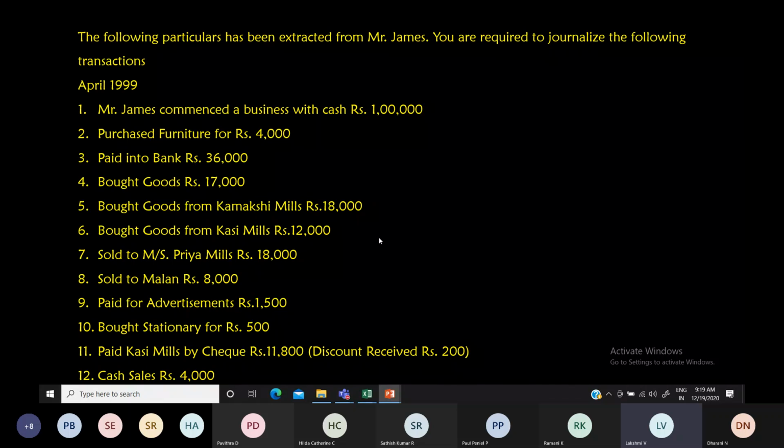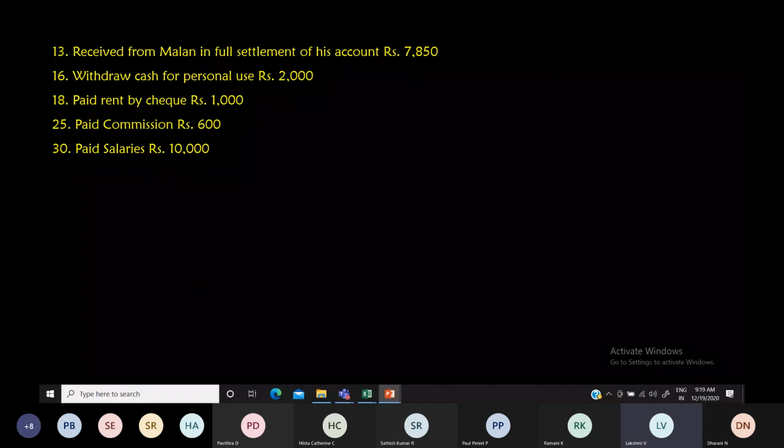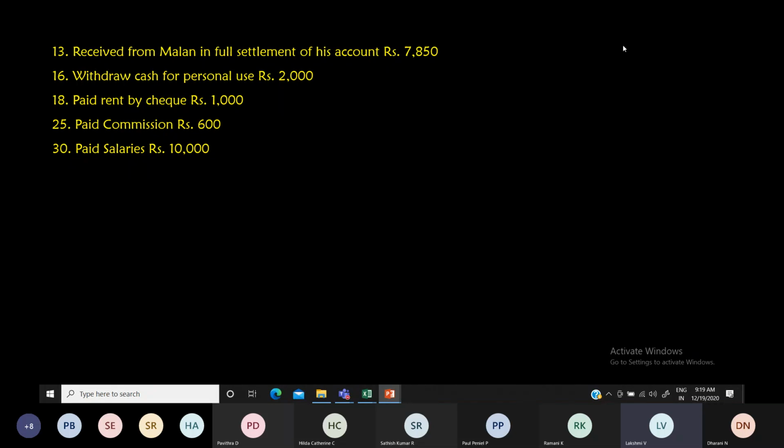So if you see here, I have received from Malan. When you receive, you might think logically here. Whenever you are receiving cash from some person, it means you would have sold him something previously. Then only you will be receiving cash now. Similarly, if you are paying somebody, it means you have already bought some goods on credit from him.